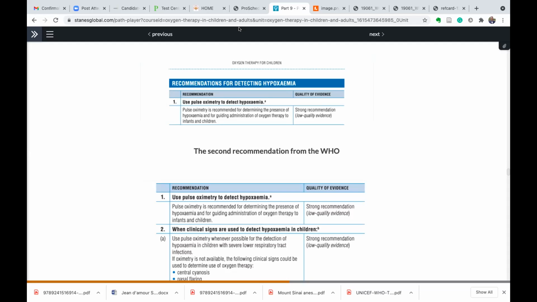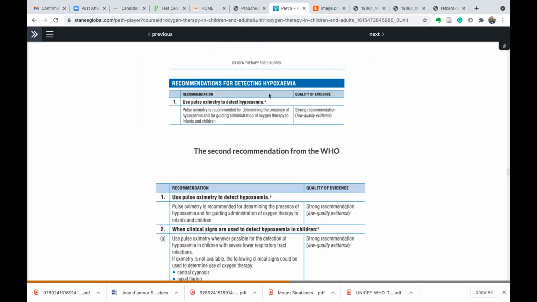We are missing use of accessory muscles. We have subxiphoid retraction in this patient. We have head nodding and we have decreased level of consciousness. So those are some of the signs I saw for this patient.